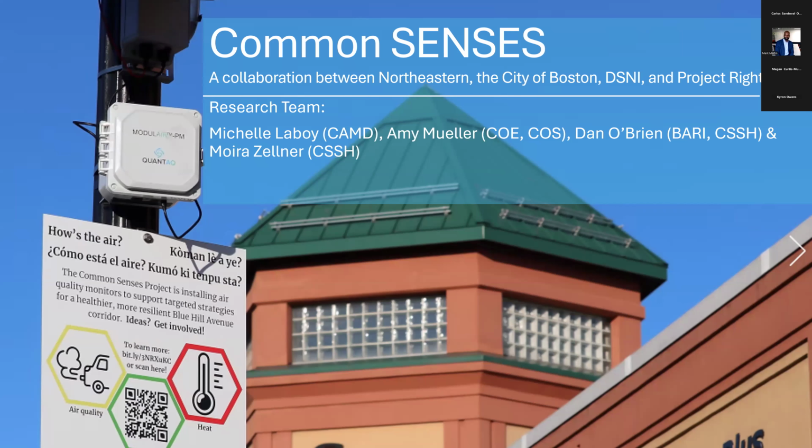So in the last 2 years, I started working in the project Common Census with other faculty at Northeastern who know a lot more about sensors and data than I do, to explore how this data can empower communities to not just visualize, but to transform their environments towards environmental justice.